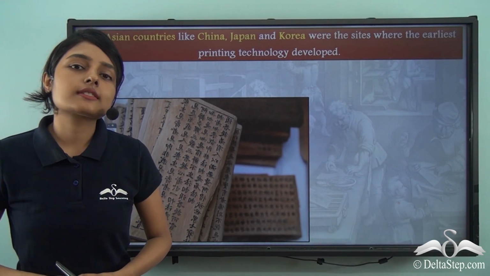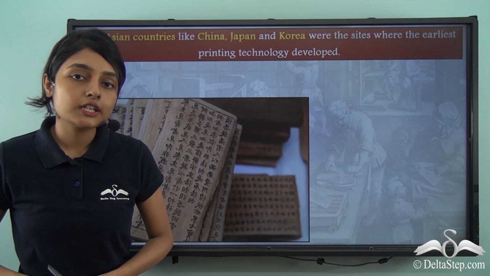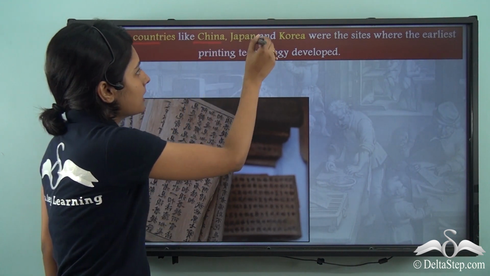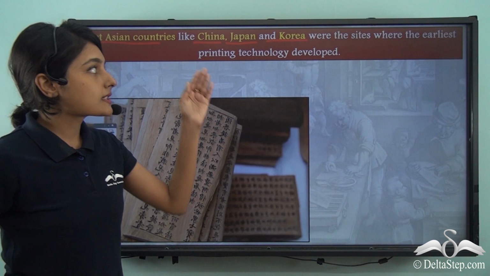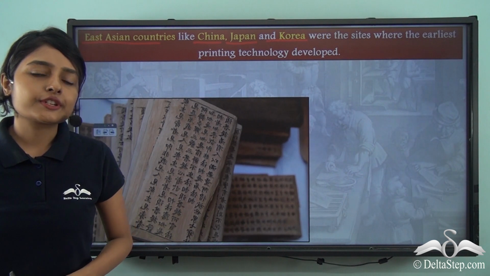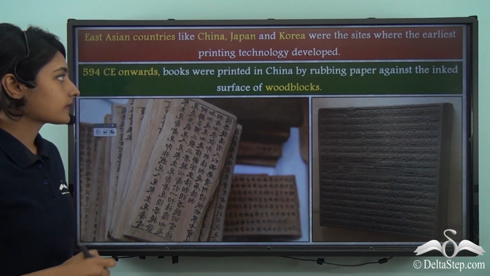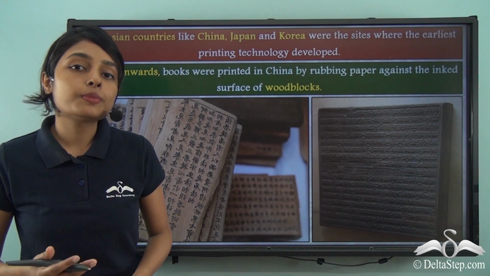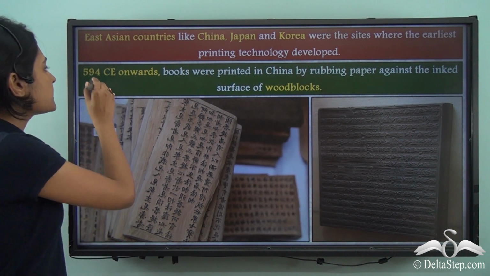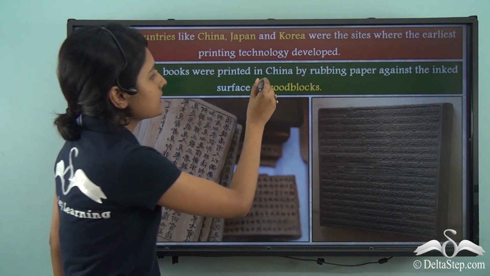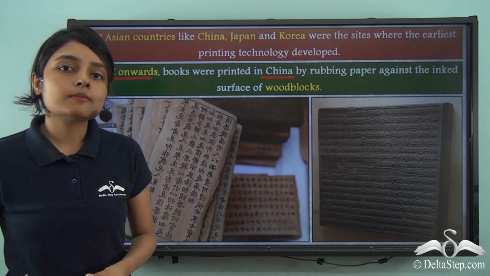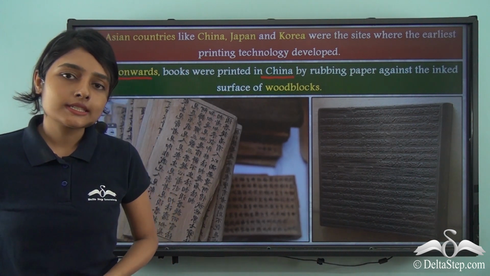Now, if we are to trace the origin and history of printing technology, we will be taken to the East Asian countries like China, Japan and Korea, because these were the places where printing technology developed and evolved for the first time. Now let us talk about how printing technology very specifically came into being in China. 594 CE onwards, books were printed in China by rubbing paper against wood blocks, and this process came to be known as the woodblock printing technique.